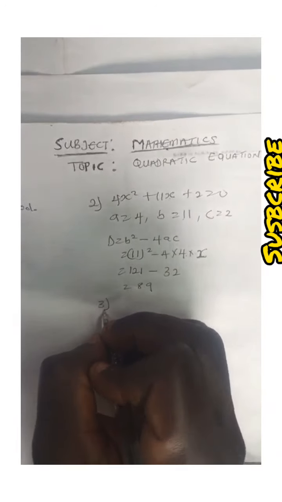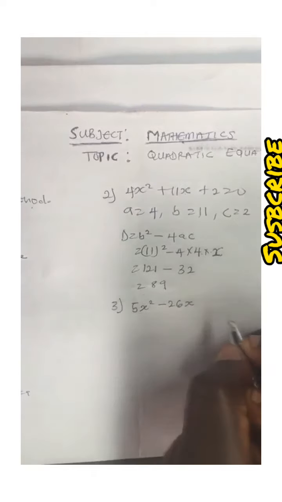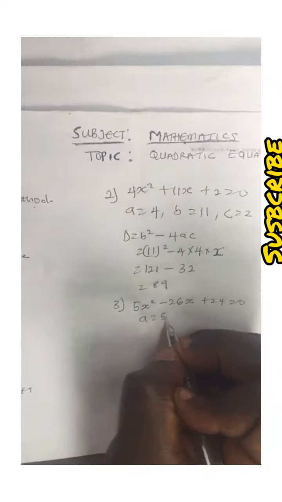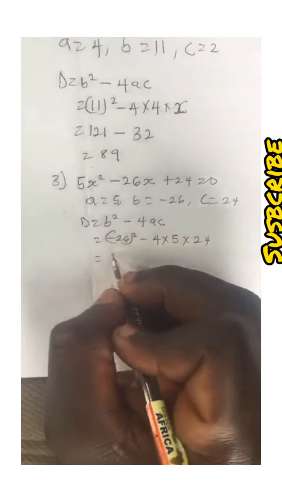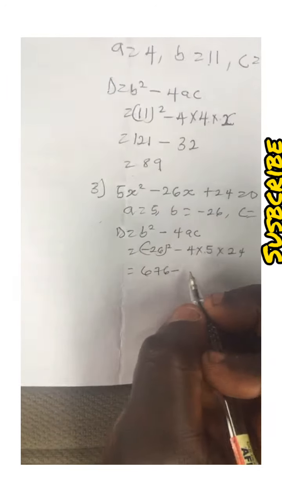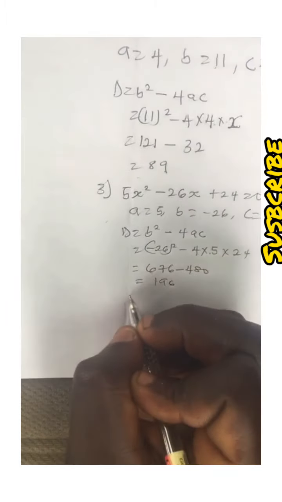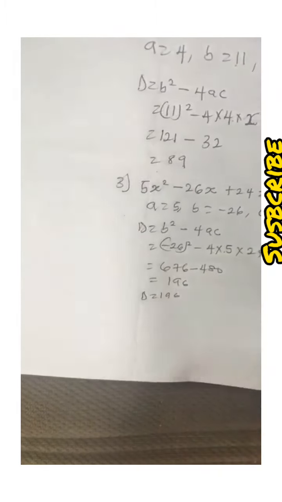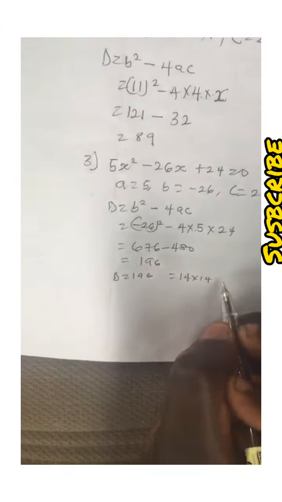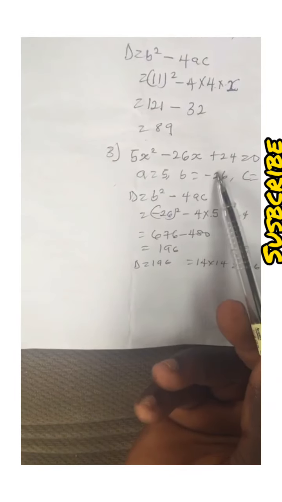Now, the third example. 5x squared minus 26x plus 24 is equal to 0. The value of A is 5. Now, minus 26 squared gives 676. 5 times 4 is 20. 20 times 24 is 480. 676 minus 480 is 196. Therefore, D is equal to 196. Now, 196 is a perfect square because 14 times 14 is equal to 196. Therefore, we can use the factorization method to solve this equation.